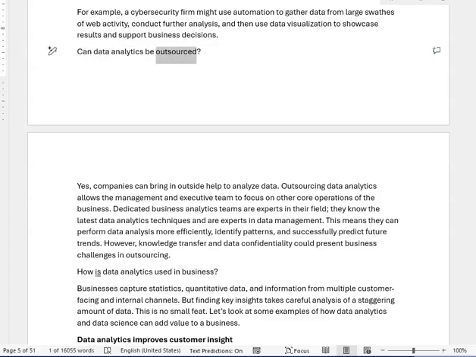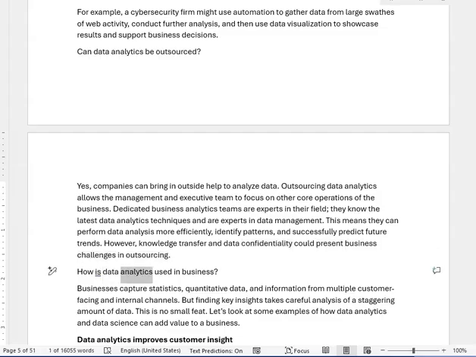Can data analytics be outsourced? Yes, companies can bring in outside help to analyze data. Outsourcing data analytics allows the management and executive team to focus on other core operations of the business. Dedicated business analytics teams are experts in their field. They know the latest data analytics techniques and are experts in data management. This means they can perform data analysis more efficiently, identify patterns, and successfully predict future trends. However, knowledge transfer and data confidentiality could present business challenges in outsourcing.